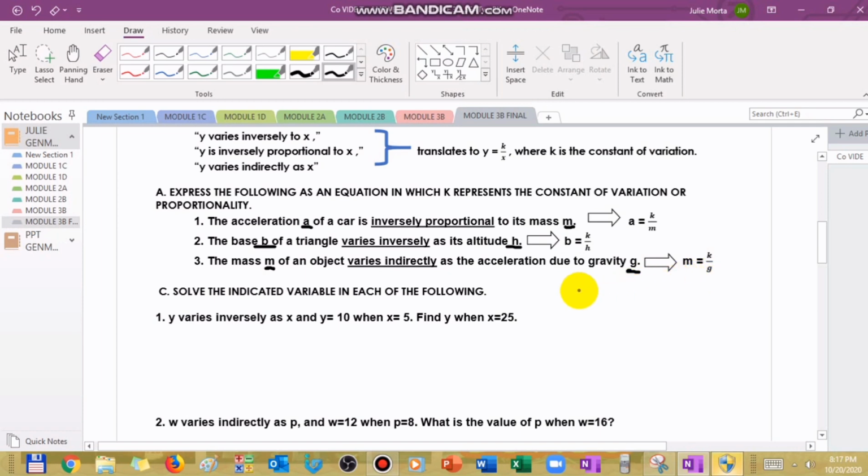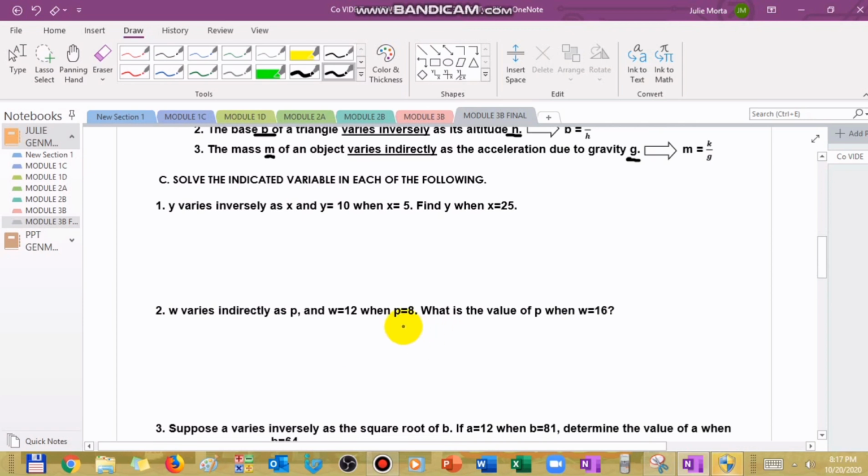Okay? Paano ba mag-solve? How to solve? Para i-solve yan, ganito ang mangyayari. For example, y varies inversely as x. Dito pa lang, class, translate nyo na into symbol. Magiging y varies inversely as x, so laging may k because of the constant of variation. And then, y is equal to 10 when x is equal to 5.